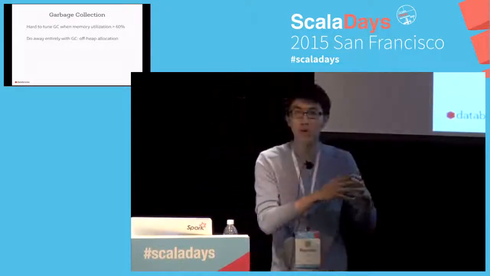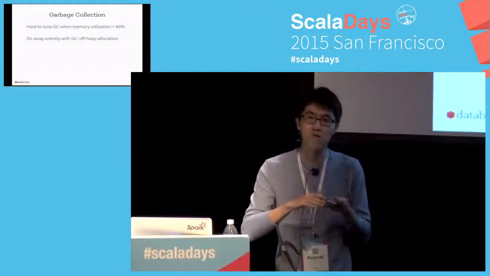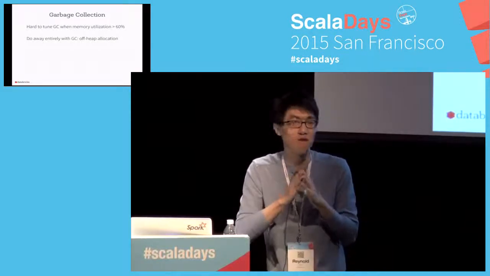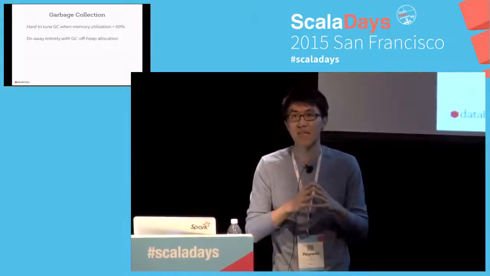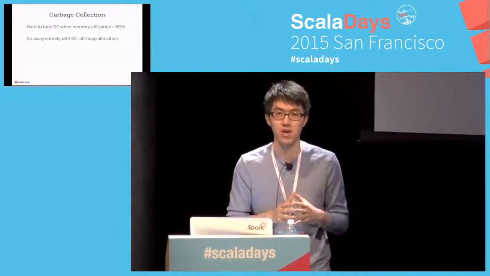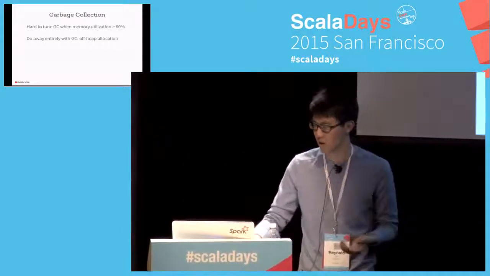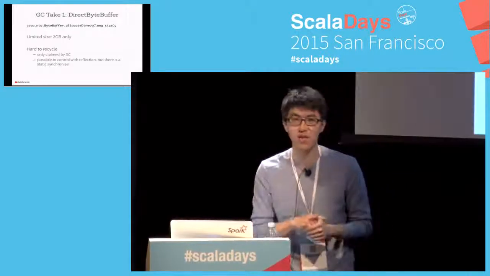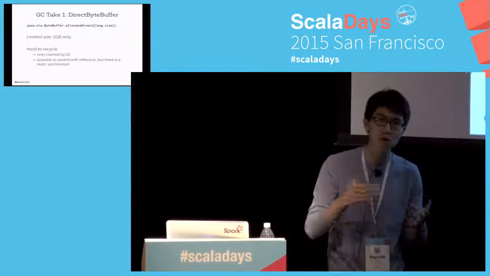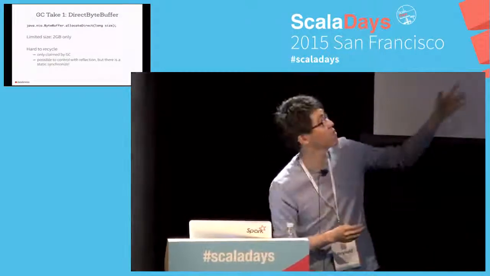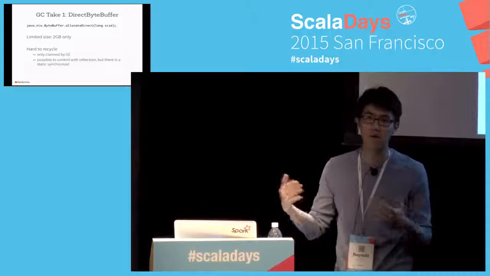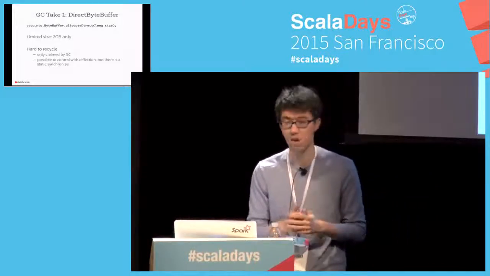So when we were doing the sort, there was a lot of data we were trying to stuff in. We're certainly stressing the system to a fairly full memory size. So we wanted to do away entirely with garbage collection, and we essentially turned to off-heap allocation. There are different ways of doing it. The first way, if you just Google off-heap allocation for JVM, is direct byte buffer, which is very simple to use. You get a byte buffer back that's similar to your normal byte buffer, except it's off-heap.